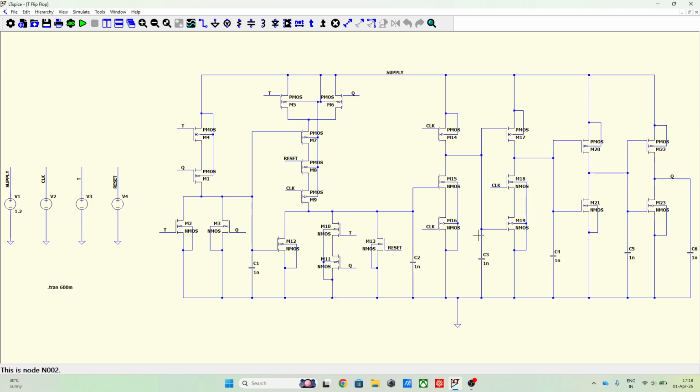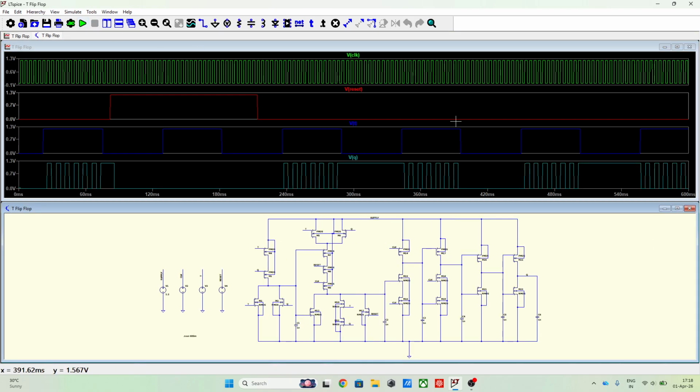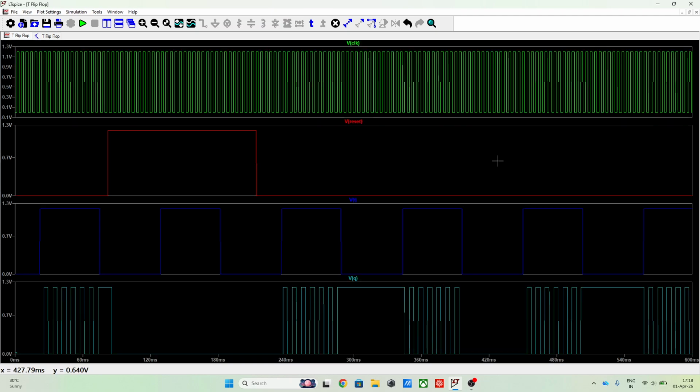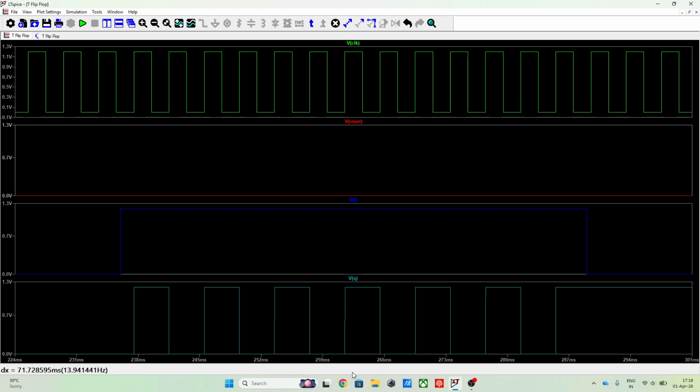So now let us run this simulation. Let us zoom this part. As you can see that at every positive edge of the clock, output is toggling when input T is 1 and reset is inactive. So whenever input T is 1, means logic 1, output is toggling at every rising edge of the clock.